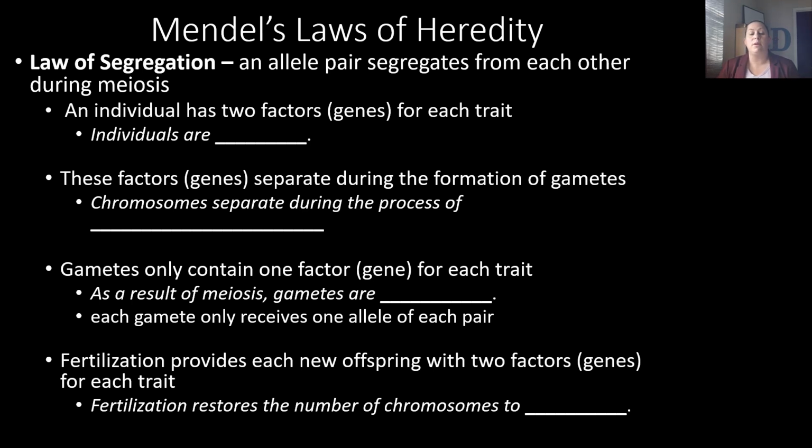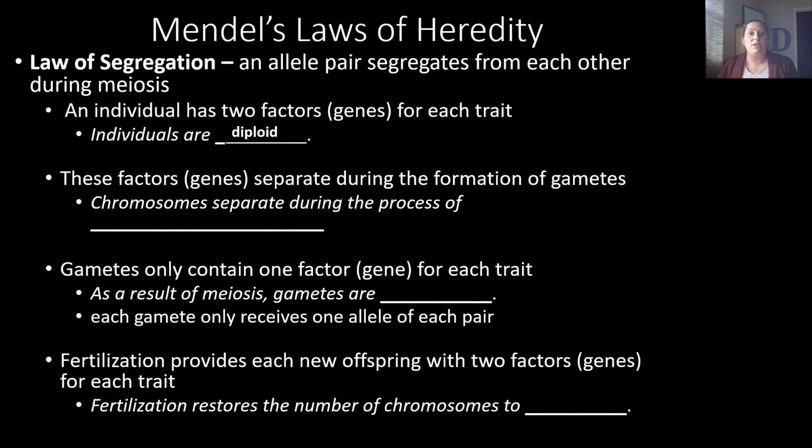And the first law that we want to look at is called the law of segregation. This is when an allele pair segregates or separates from each other during the process of meiosis. Segregation means that they're separating. So an individual has 2 factors for each gene, because remember we have the 2 chromosomes. You have 2 chromosomes for, say, number 1, and those are going to separate individually. This one's going to separate one way and this one's going to separate the other.